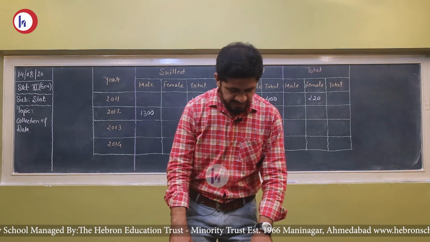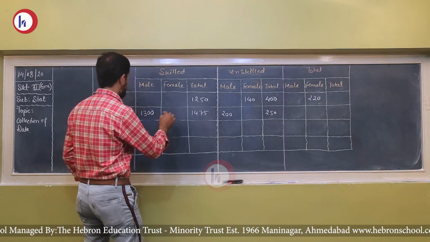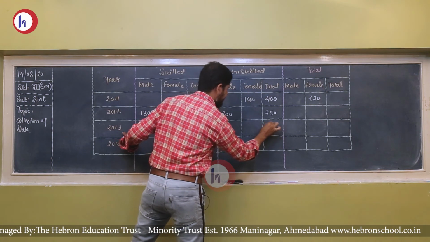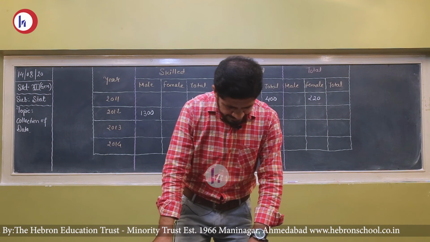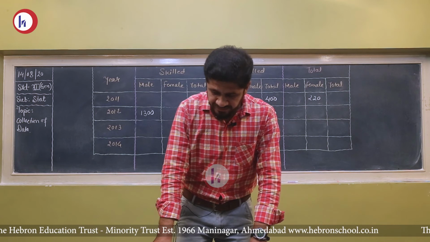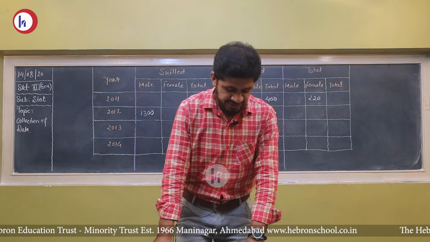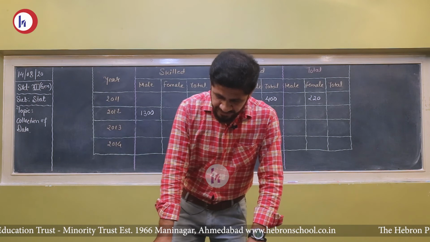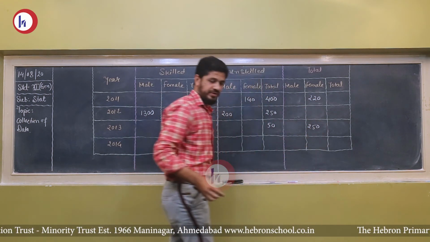In 2013, there were 1700 skilled and 50 unskilled workers. Okay. Out of total workers, 250 were female. Whether they are skilled or unskilled, it is not mentioned. So total number of females is 250, so we will record in the female column 250.